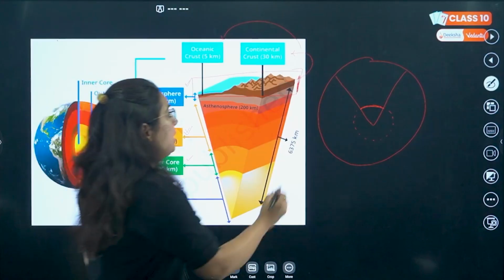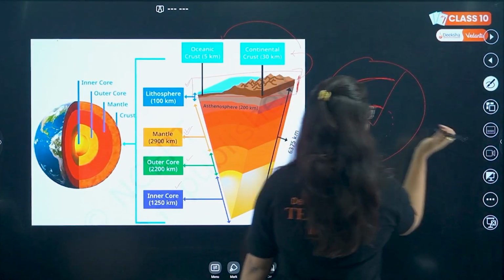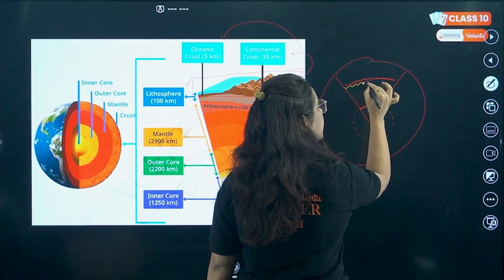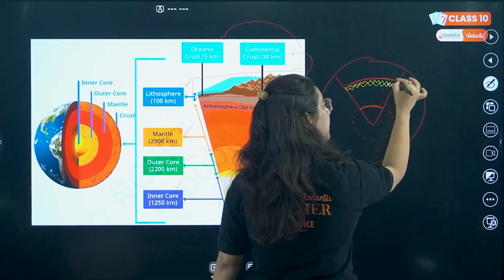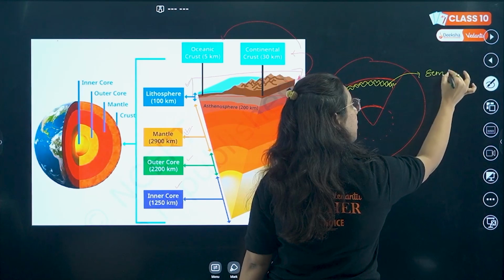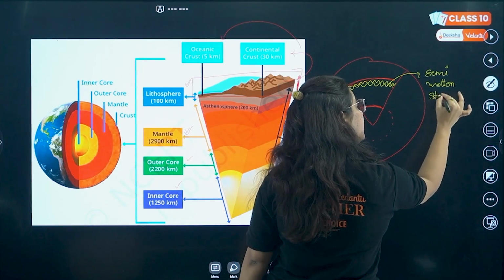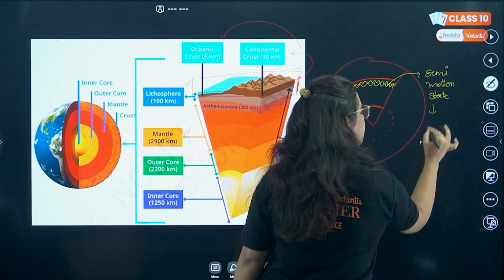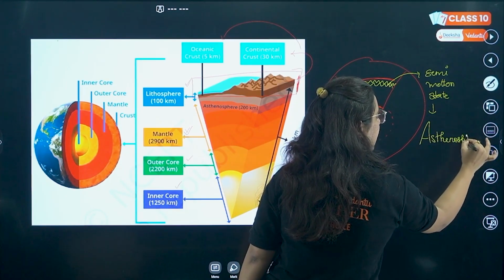What happened, beta? Below the crust, pay attention to that, just below the crust, there is a layer which is in a semi-molten state. This layer is particularly known as the asthenosphere.